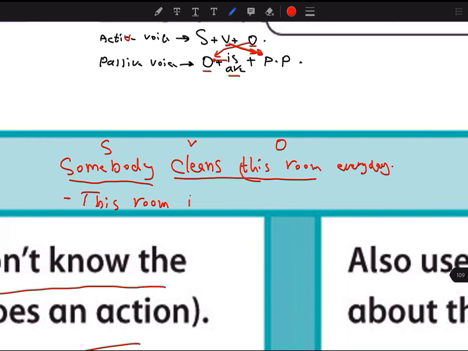This room is, then the verb of the sentence. We have to change it to the past participle of the verb. What is the past participle of clean? The past participle of clean is cleaned. This room is cleaned every day. Now, if you look at this sentence, we don't know who cleaned this room. The subject of the sentence is unknown. It's called passive voice.